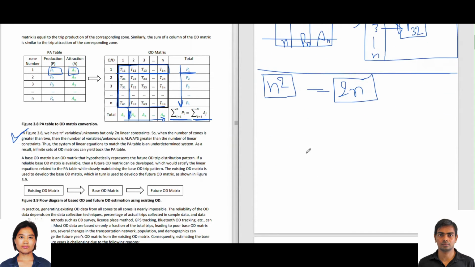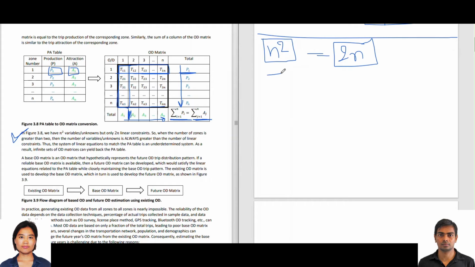So if we think mathematically, what we have is T11 plus T12 plus so on, T1n needs to be equal to P1. This is one equation. And similarly, we have more equations. We can write one for each row and one for each column, and the total number of equations will be 2n. So we have 2n equations and n square unknowns.